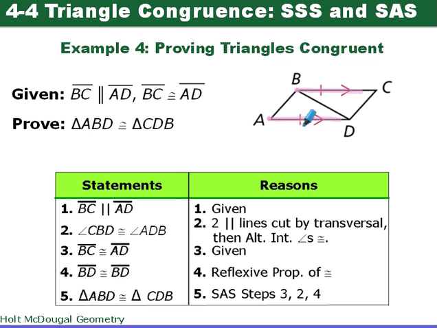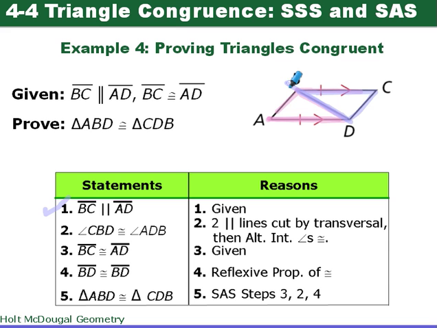We want to prove that triangle ABD is congruent to triangle CDB. So we start with what we're given, that segment BC is parallel to segment AD, and that was given. And now we have two parallel lines cut by a transversal. So those theorems aren't going away. There's our transversal, making the alternate interior angles congruent.